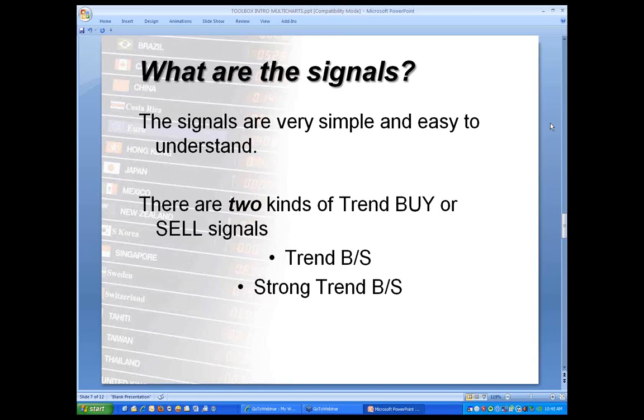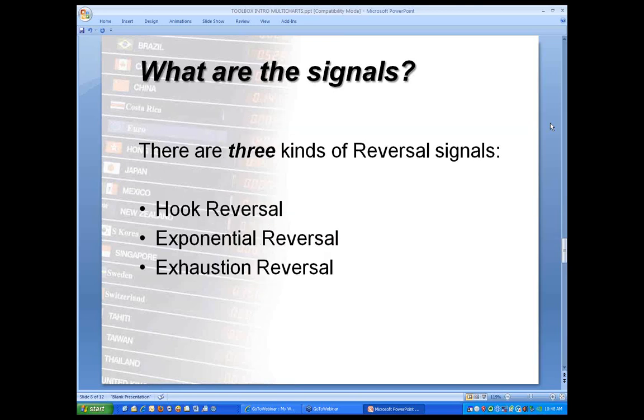One thing, too, I want to mention is that the signals are extremely simple. We want to keep this as simple as we can. And the simple signals are this. There are 2 kinds of trend buy or sell signals. If you want to go with the trend, you've got a trend buy or sell, and you've got a strong trend buy or sell. A little bit better probability on the strong trends. There are 3 kinds of reversal signals. There's a hook reversal, exponential reversal, and an exhaustion reversal. And I'm going to show you examples of all of these.